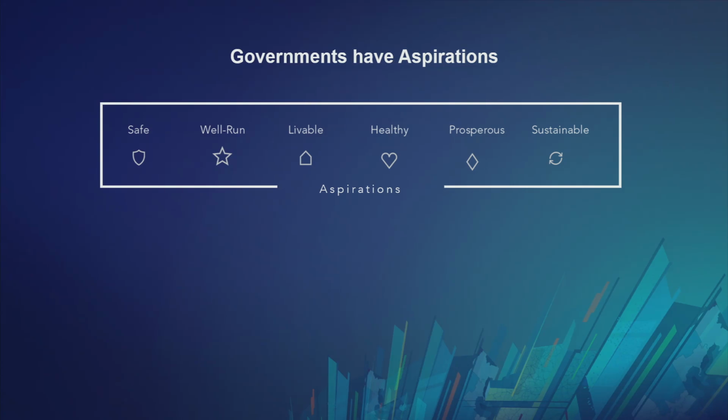Communities have aspirations. They have aspirations to be safe, well-run, livable, healthy, prosperous, sustainable. And we all want to work towards these aspirations. These are the core values and goals for our organizations and communities. But just simply saying we need to be more livable is too vague to get the momentum needed to make change happen. At that point, that's just a dream or a wish, and we are not genies.